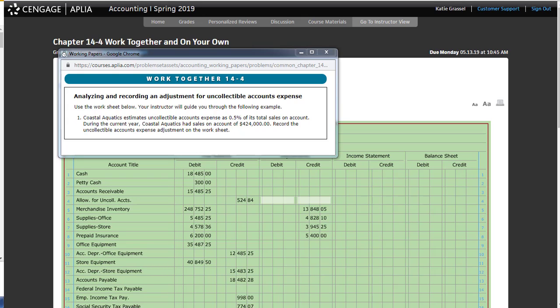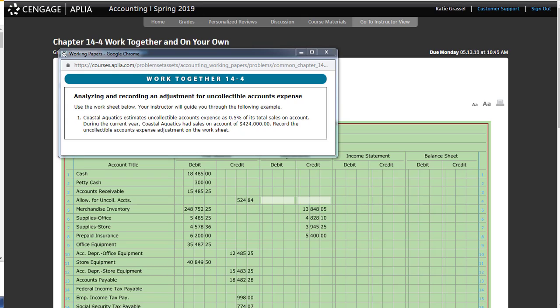So when we see here, Coastal Aquatics estimates the uncollectible accounts expense as 0.5%. Is that very high? No. But they realize not everyone's going to pay. So it's going to be 0.5% of its total sales on account. And it says, during the current year, Coastal Aquatics had sales on account of $424,000. Record the uncollectible account expense adjustment on the worksheet.